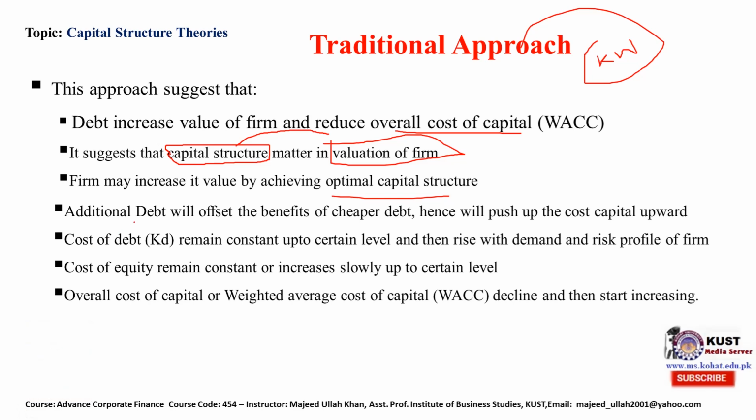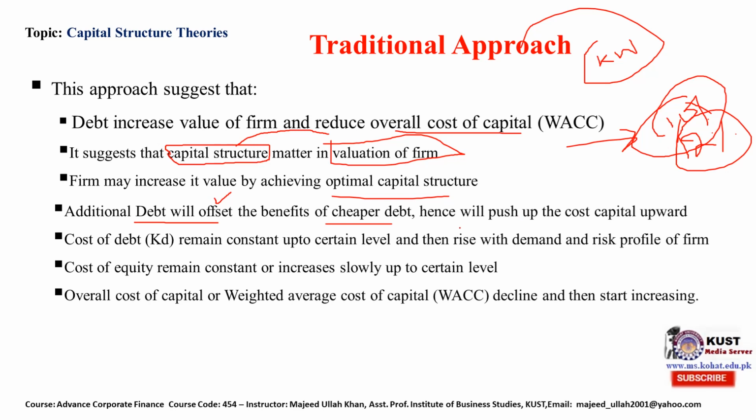It says that when the company borrows additional debt, it will be charged a high interest rate on it, so the benefit from the cheaper debt will be offset. Initially, if you apply to a bank, it will charge you, let's suppose, 10%. Without repaying this, you again go to the bank and borrow another amount of money, and it will obviously charge you more because now your risk profile is high. So the benefit of the lower rate will be offset by this 12%, which pushes the cost of capital upward. Cost of debt remains constant up to a certain level and then rises with the demand for debt, because banks will charge more if people start demanding borrowing from them. And the risk profile of the firm also increases: the higher the debt, the higher the risk profile of the company. So the cost of debt will not remain the same.